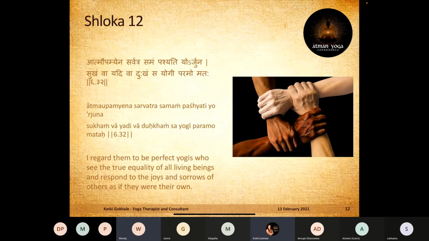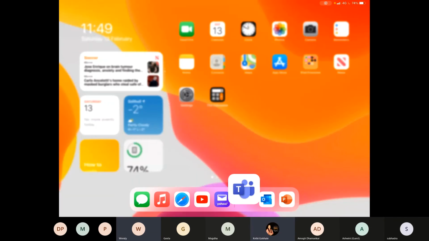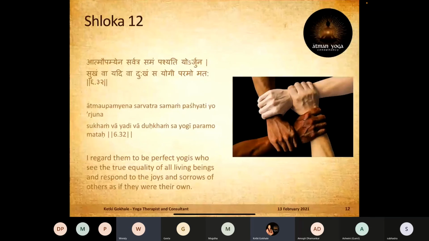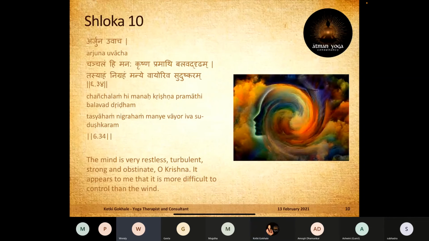Only this shloka, Wendy? Okay, I'll pick another one. Which one you want to pick up? I'll try this 10. Okay.